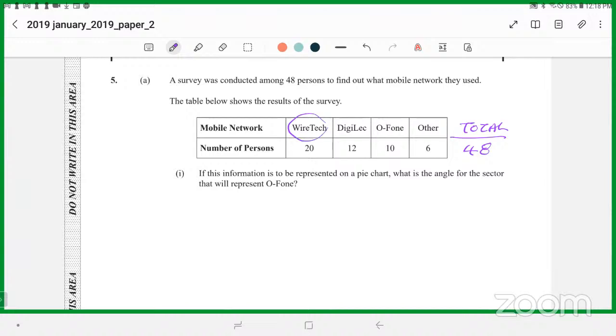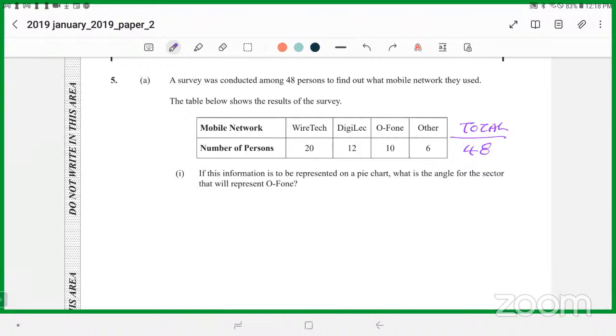So you have WireTech, 20 persons use WireTech. That's only like Cable and Wireless. Digilec, 12 persons, that's only like Digicel. O-Phone, that's all like Flow, 10, and then other. All right, so you see they're trying to use up some of the existing thing and just be creative.